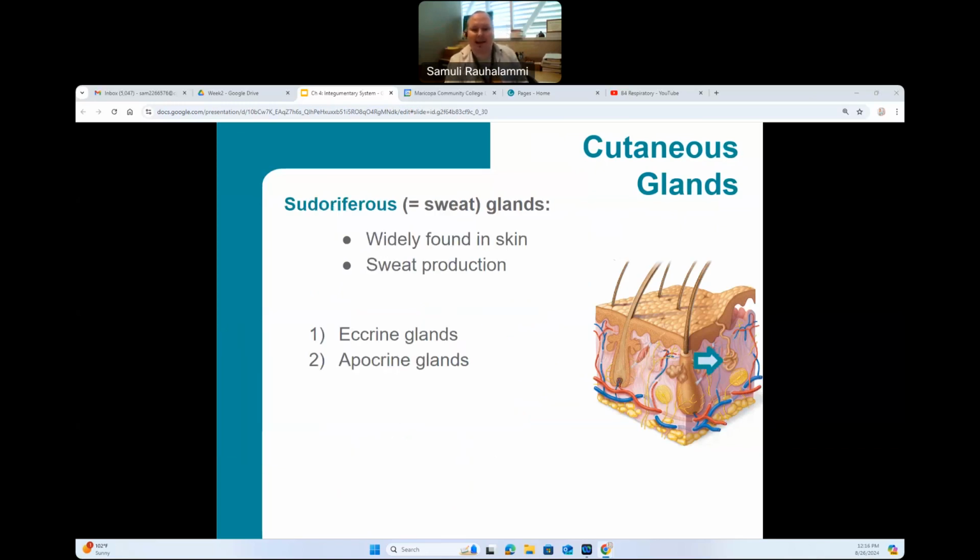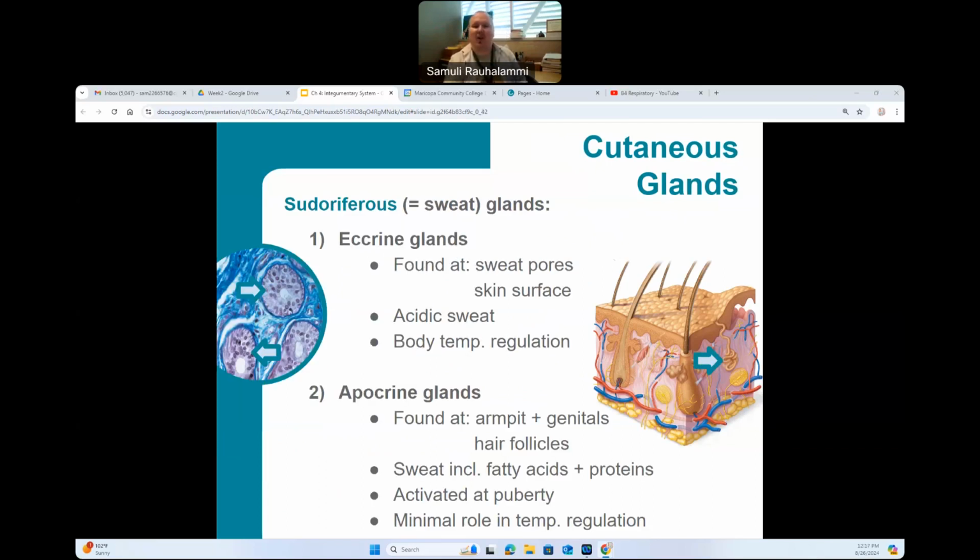The next type I wanted to mention is our sudoriferous glands, our sweat glands. These are widely distributed in the skin and produce sweat. There are two types that we're going to see. First, we have eccrine glands, which open via ducts to the sweat pores of the skin surface and produce acidic sweat that includes things like water, salts, vitamin C, and traces of metabolic wastes. Their function has to do with body temperature regulation.